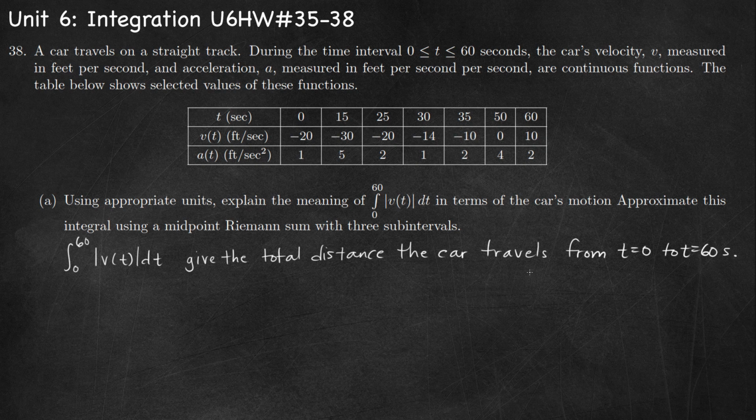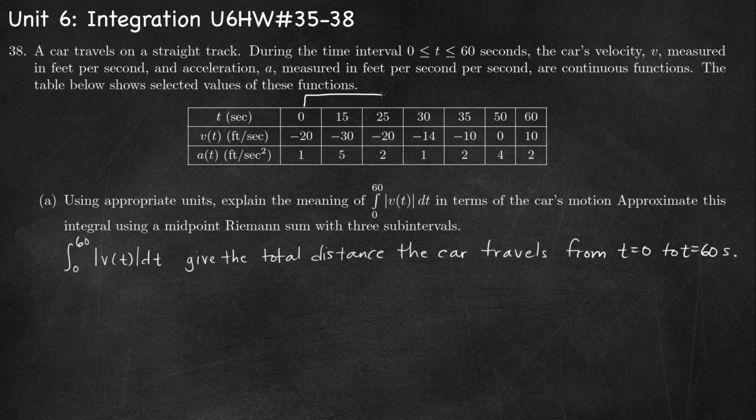Approximate this using a midpoint Riemann sum with 3 subintervals. So we use the midpoint Riemann sum on the velocity equation. Okay, we've got several rows in our table here, but I'm looking at the velocity row. I'm doing a midpoint Riemann sum with velocity to try and approximate the area under the velocity curve, with 3 subintervals from 0 to 60.